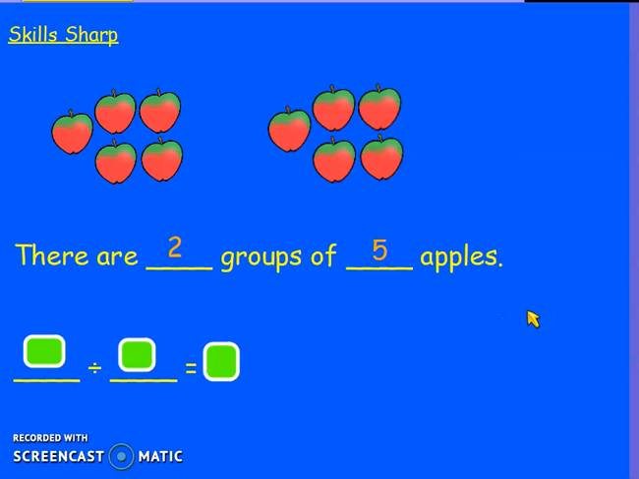Well done. How could we write this as a division fact? Start with the biggest number and the total, 10. 10 apples divided into 2 groups equals 5. 5 apples in each group.